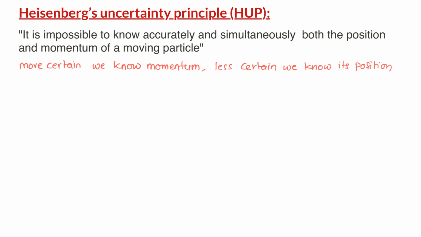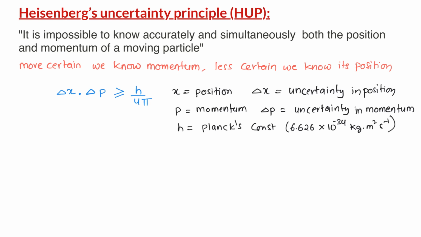Mathematically, the Heisenberg's uncertainty principle is represented by the following equation. Delta x times delta p is greater than or equal to h over 4 pi, where x is the position of the particle and delta x is the uncertainty in its position, p is the momentum of a particle and delta p is the uncertainty in its momentum, and h is the Planck's constant.